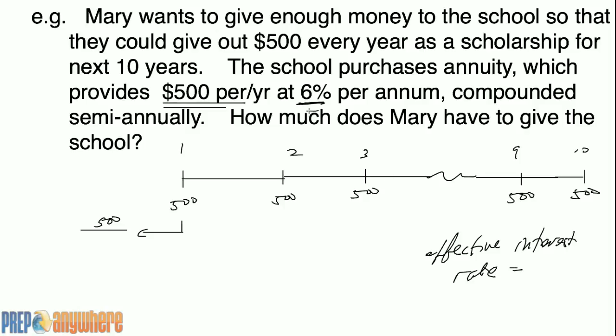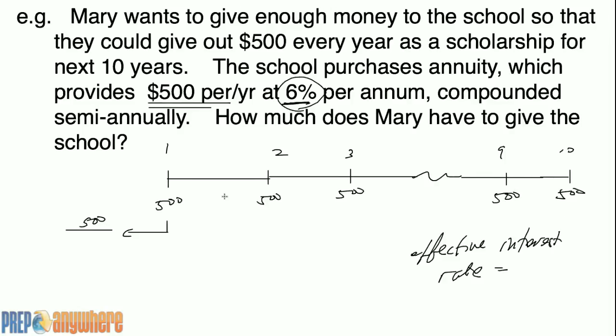Now, because the 6% is compounded twice a year, the amount of money that the $500 will accumulate over a year won't be 6%. It will be 1.03 squared. This is called the effective interest rate. This is the actual interest rate. This is actually how it's affecting your money. Okay, so you have to divide the $500, because it's only once a year, by this. Okay, let me just write it as 1.03 squared.